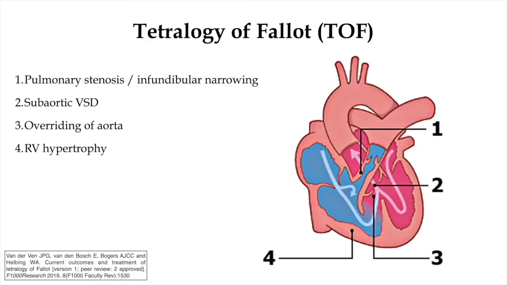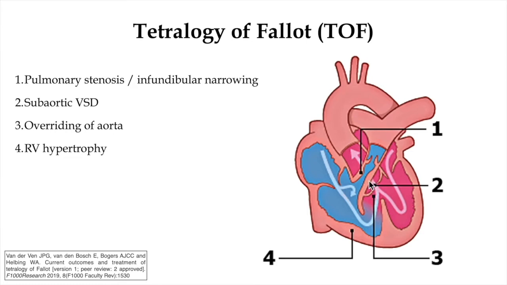Coming to the tetralogy of Fallot. Embryologically, the tetralogy of Fallot happens when there is a movement of the conal septum towards the right side, superiorly and anteriorly. When the conal septum moves to the right, it becomes discontinuous with the rest of the interventricular septum, and there is a resultant formation of VSD. So, this is the ventricular septal defect.